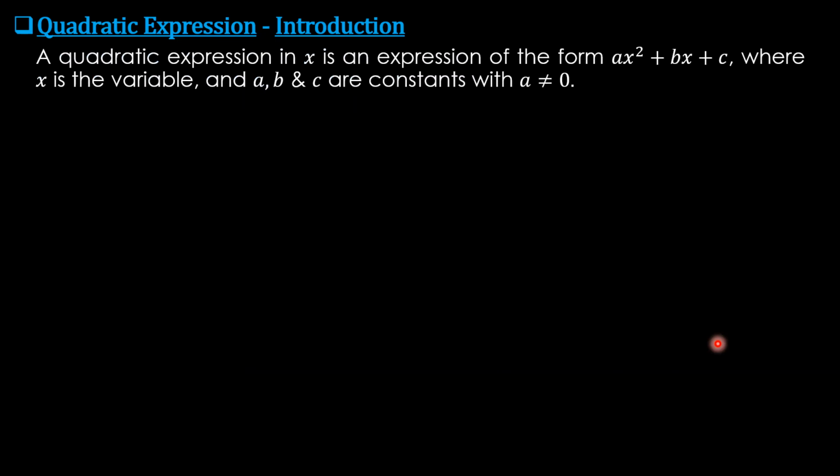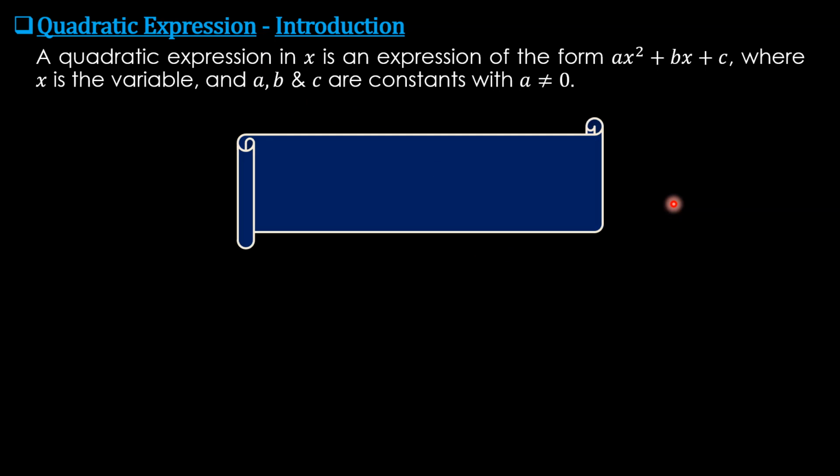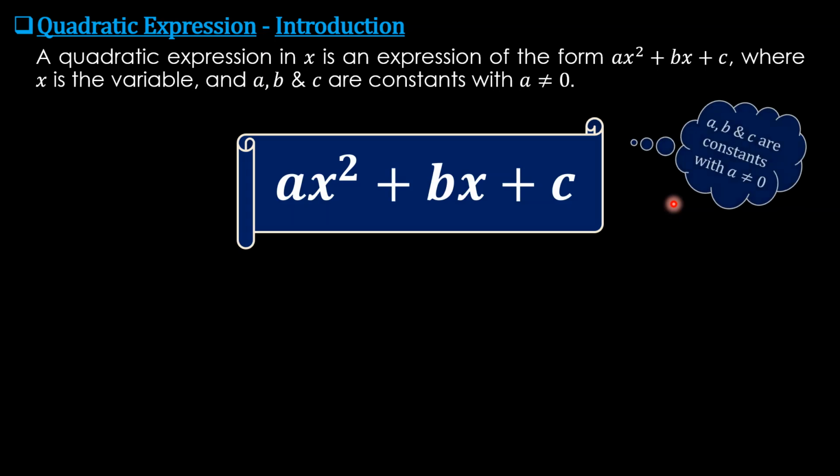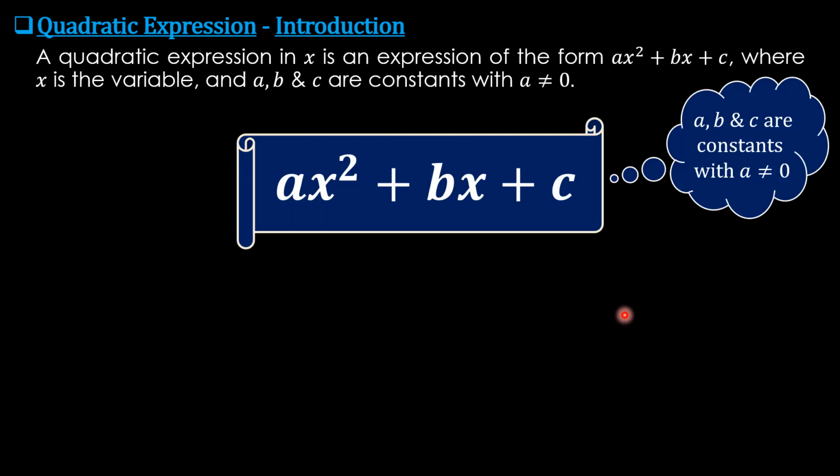Quadratic expression introduction. A quadratic expression in x is an expression of the form ax square plus bx plus c, where x is the variable and a, b and c are constants with a not equal to 0. So ax square plus bx plus c, where a, b and c are constants, a not equal to 0.